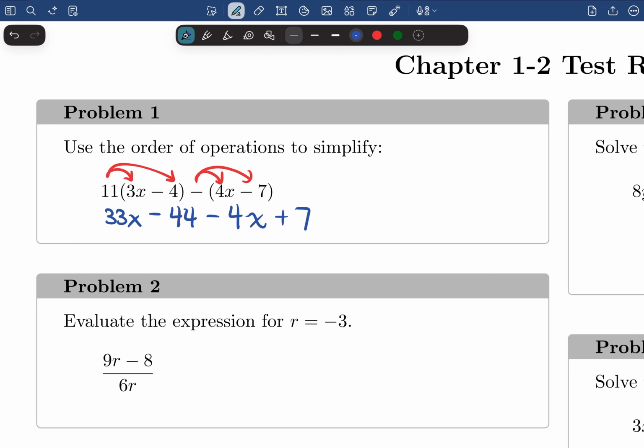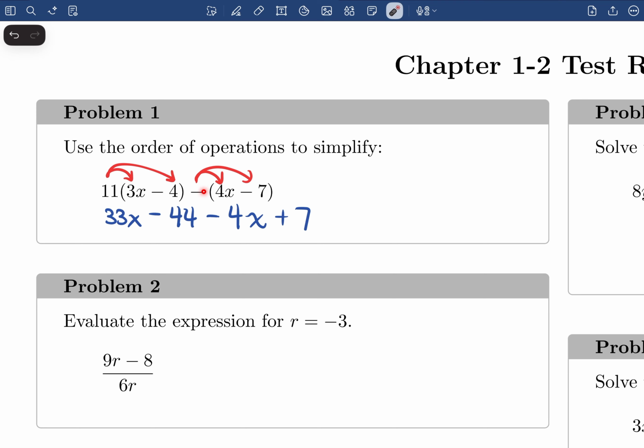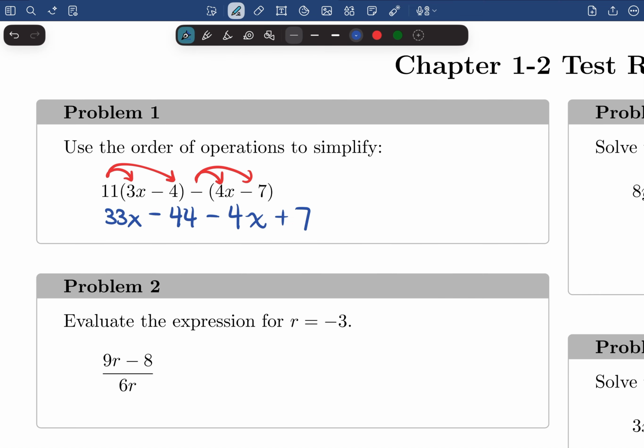One thing to think about, when you see a subtraction sign that distributes into multiple terms, it changes the signs of those terms inside the parentheses, right? It's like multiplying negative 1 to those things. So negative 1 times 4x is negative 4x, and negative 1 times negative 7 is positive 7. So be careful when you encounter this in the future.